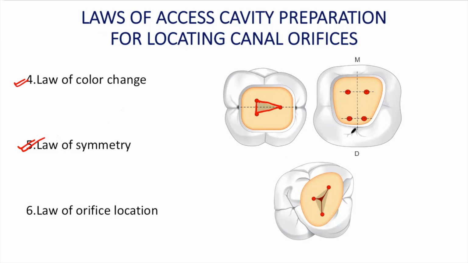Suppose this is the mesial surface, this is the distal. So if we draw the line mesiodistally, the orifices are equidistant from this line. In case of the maxillary first molar, if we draw the line here mesiodistally, the chamber is located mainly on the mesial side. So this principle is not followed by the maxillary first molar. Just remember this because it is a question of choice in MCQs.